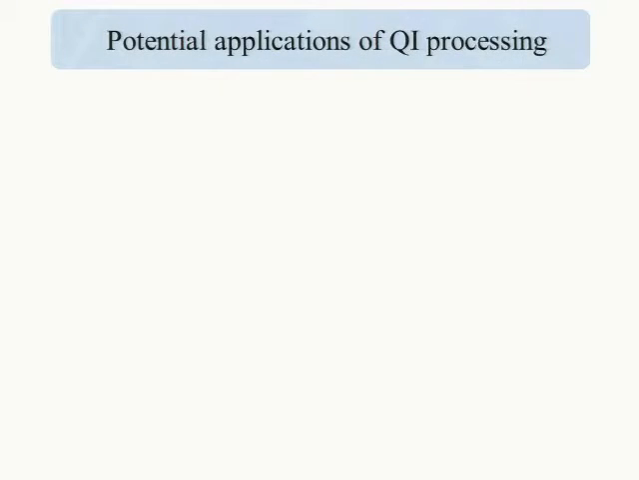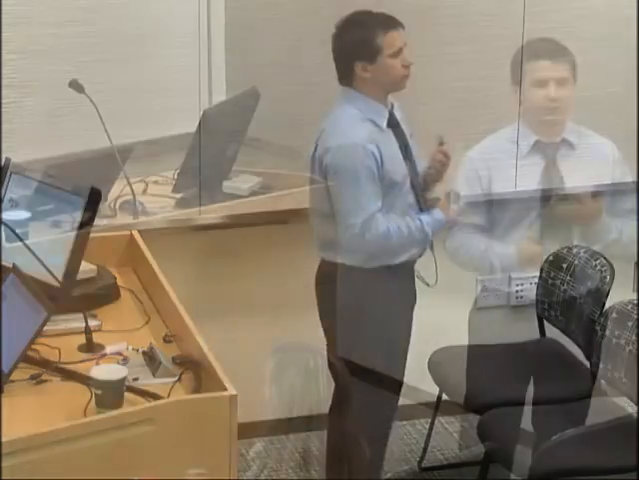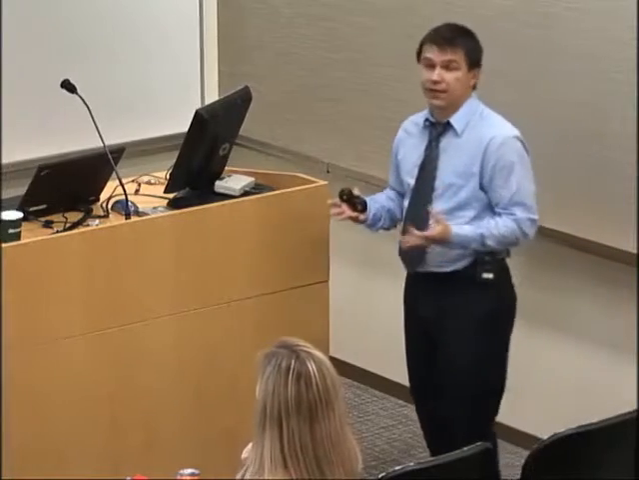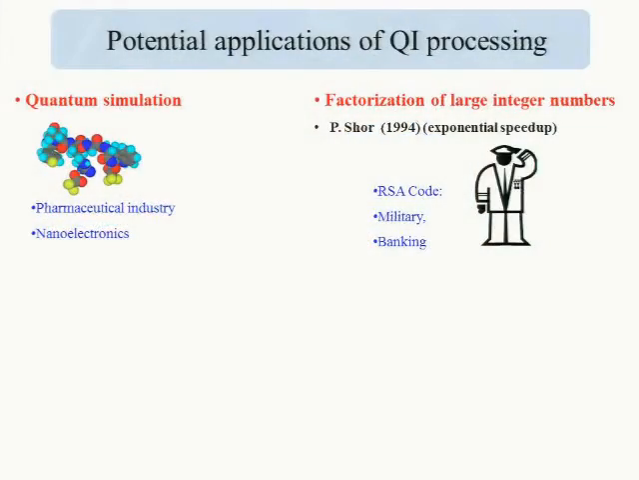So what is the potential application of quantum information processing? Actually, there are many. For example, if you want to understand properties of a particular system, like a chemical reaction that involves some quantum mechanics, then we can simulate that on this quantum computer. So we can basically solve any quantum system by just programming it into our quantum computer and running the simulation. Another application is factorization of large integer numbers.